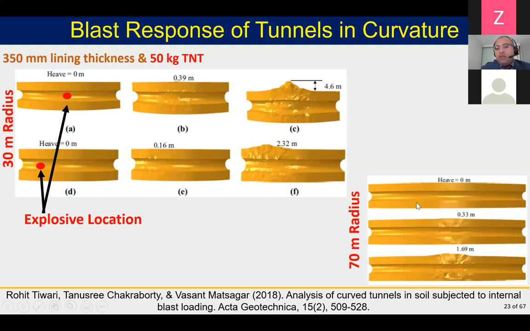And this is another deformation result of the soil when you are having 70 meter radius of curvature here, and the charge is at the center of the tunnel. And you can see here very, very less ground heave compared to these two cases.